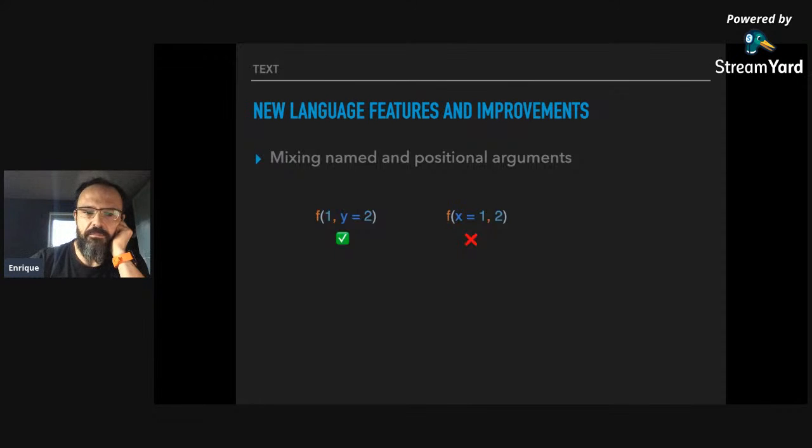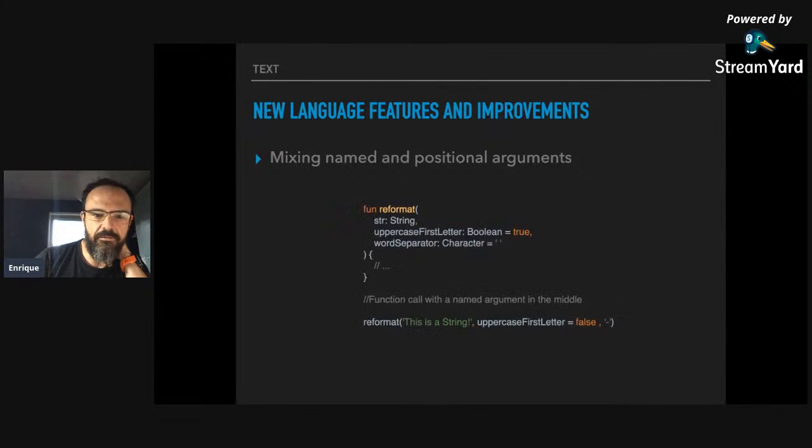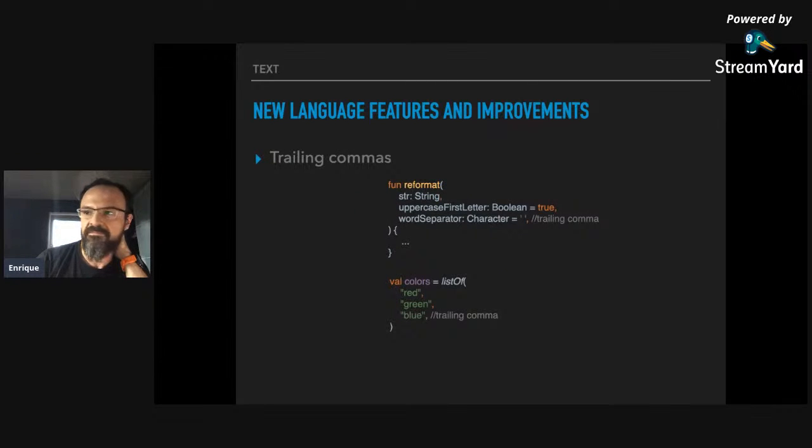Now with Kotlin 1.4, there is no such limitation. We can specify a name for an argument in the middle of a set of positional arguments. And even further, you can mix positional and named arguments any way you like, as long as the order is still the correct one. So here we could have this reformat function that receives a string, a Boolean, and a character, and we can just pass them as we like, respecting the order.